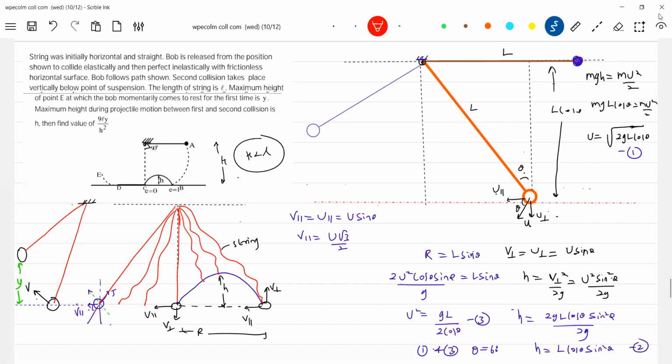I'll give some other color. Yeah, this is theta. So V will be V parallel. V parallel is U cos theta, sir. U cos theta, no? Yes, sir. Okay, yeah. U cos theta will be U by 2 only. Then V will be V parallel sine theta. U by 2 root 3 by 2. So U root 3 by 4.